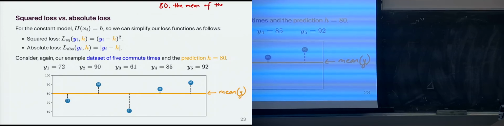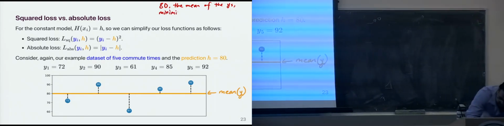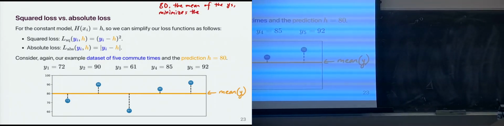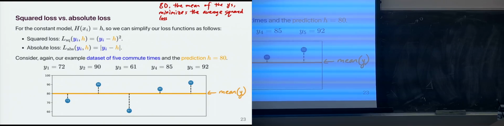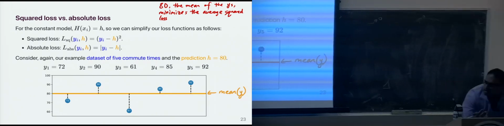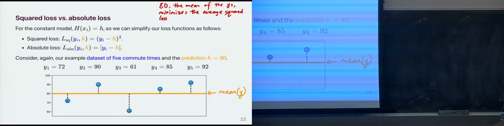of the y's, minimizes the average squared loss. Okay? And so what I'd like to do is just draw out what the squared losses are for each data point, and then also what the absolute losses are. Okay? So the absolute ones are easier to do because all we have to do is square those.